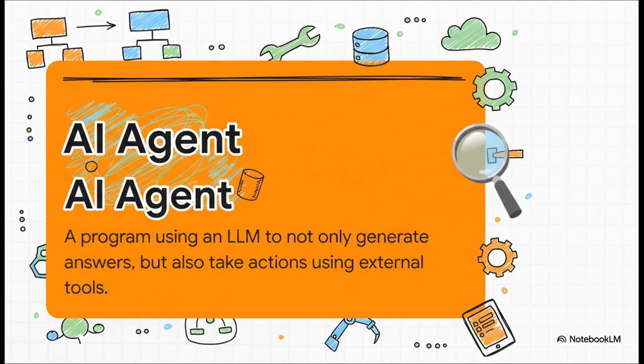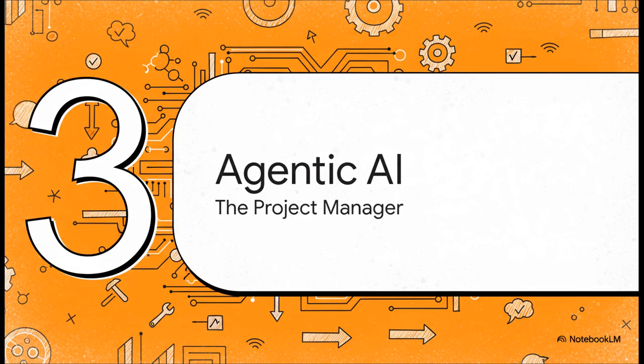So here's the bottom line. An AI agent doesn't just create stuff for you. It actually does stuff for you. It doesn't just write a piece of code, it can run that code. It doesn't just suggest a flight, it can go ahead and book the flight. It's a doer.